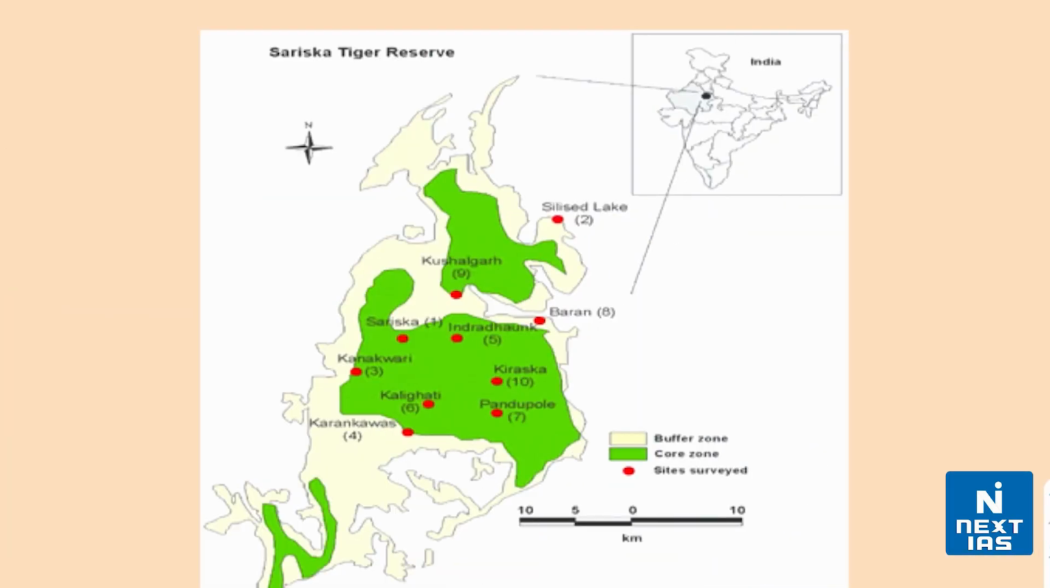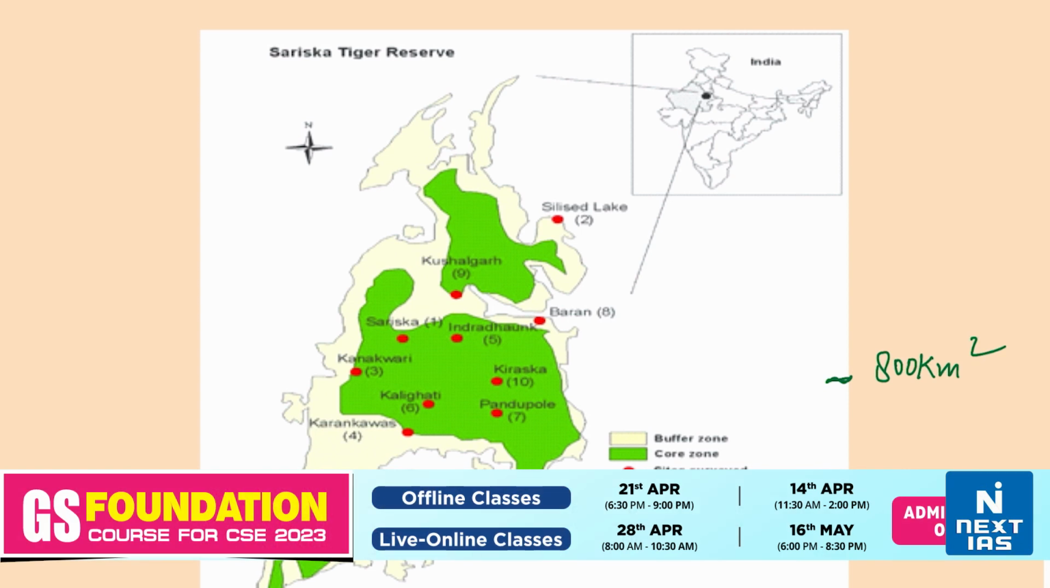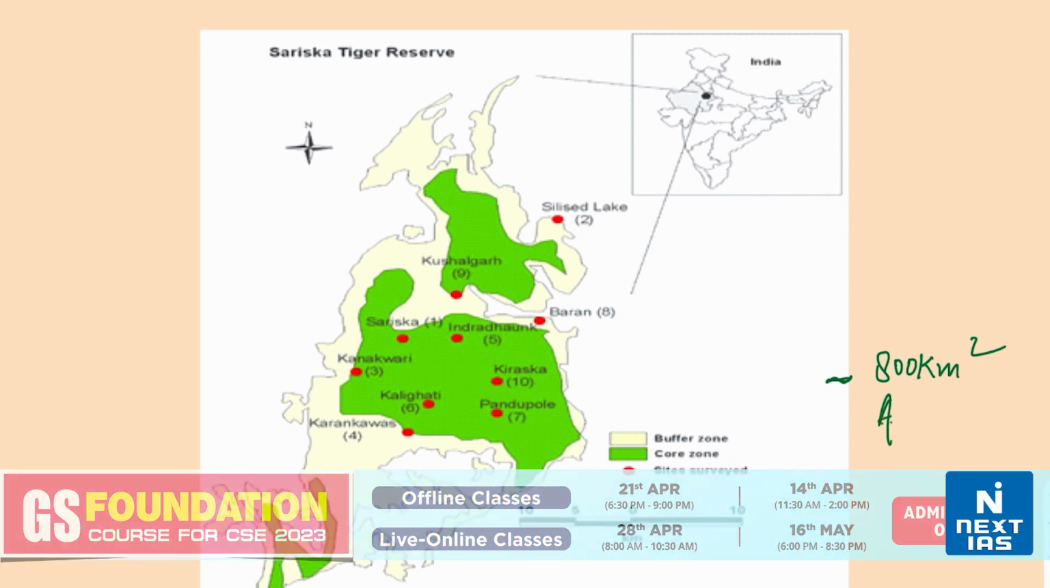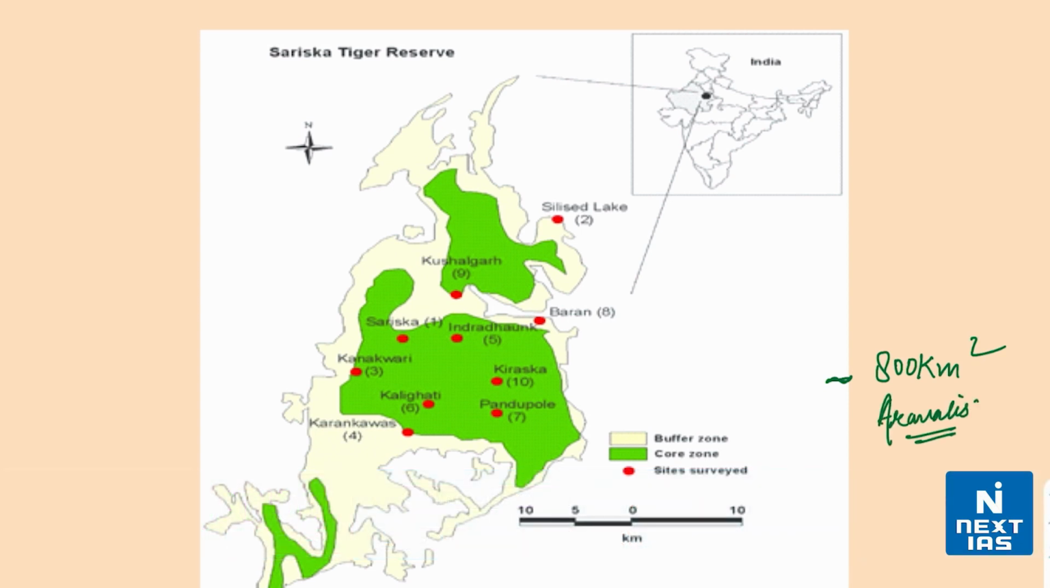First of all, Sariska Tiger Reserve is around 800 square kilometers in area, located over the world's oldest mountain range, that is the Aravalis. And this tiger reserve is situated in Alwar, Rajasthan. Now the Sariska Tiger Reserve has the unique distinction of successfully reintroducing the tigers after their local extinction.